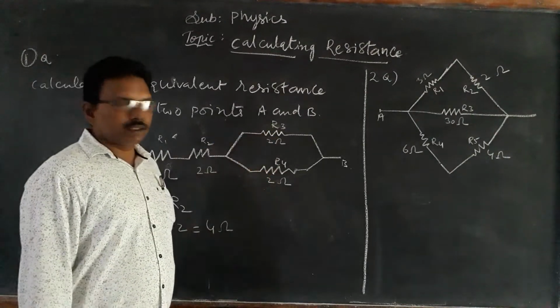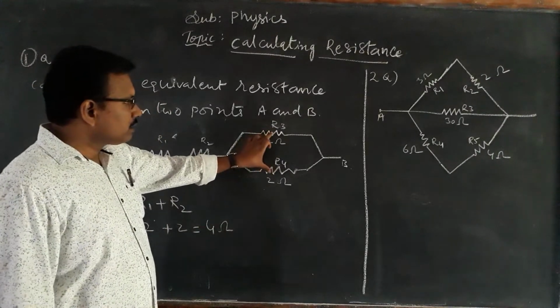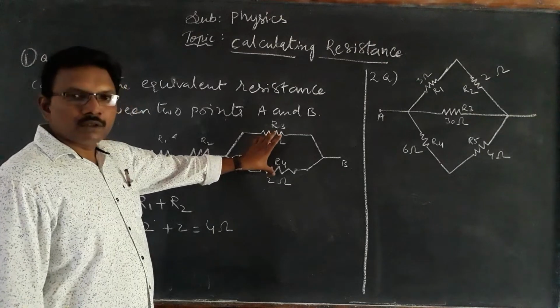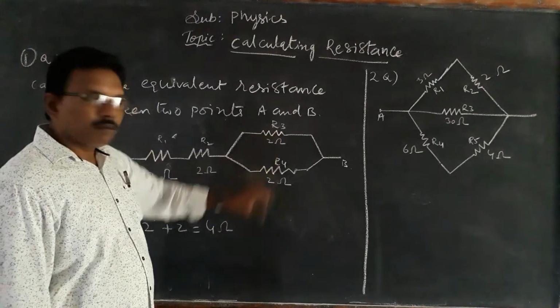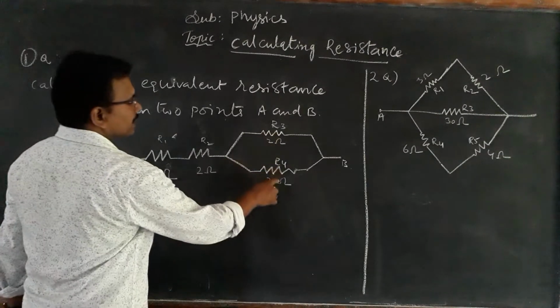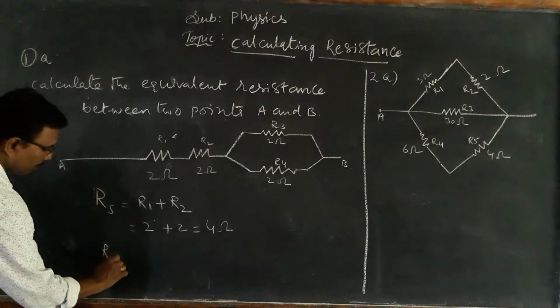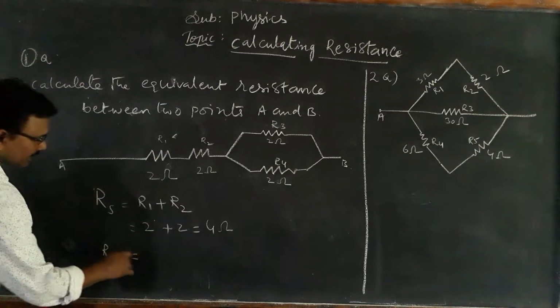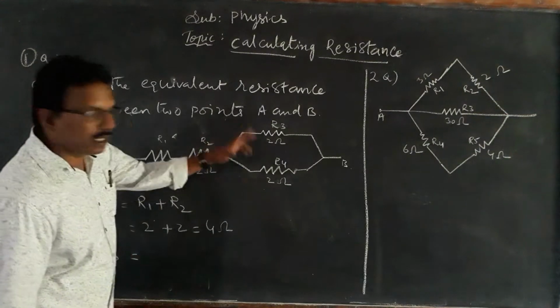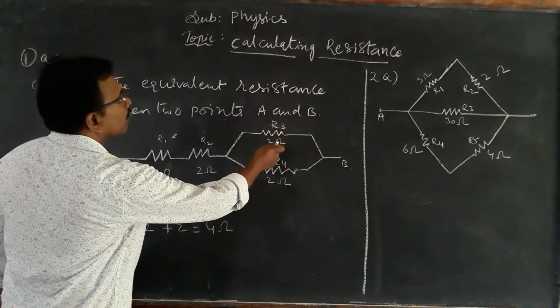These two are parallel. So add these resistances which are in parallel. These are parallel connection. Then find out the resistance of the parallel resistors, the total resistance of the parallel resistors. Here see, parallel resistance, R3.